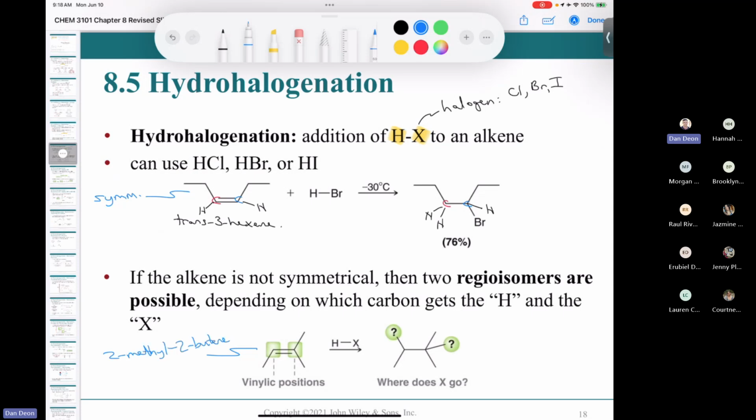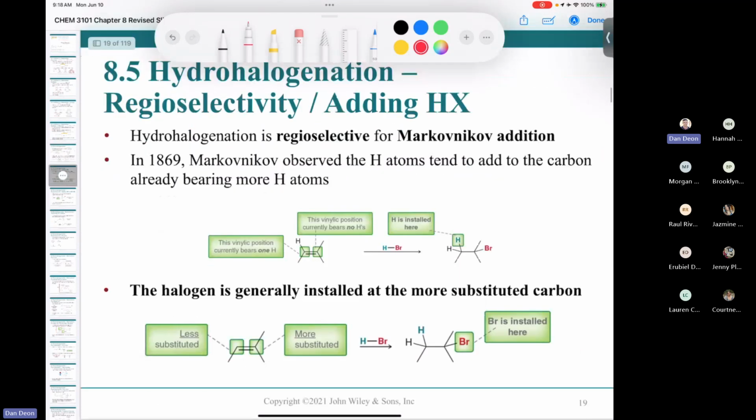What's going to happen in that case? Because you have one carbon that has one hydrogen on it, and the other carbon has no hydrogens on it. Well, the rule that we use is this: the rich get richer. What that means is the carbon that is richest in hydrogens, which is this carbon here, is the carbon that's going to take the hydrogen. The other one is going to take the halogen. Take a look.